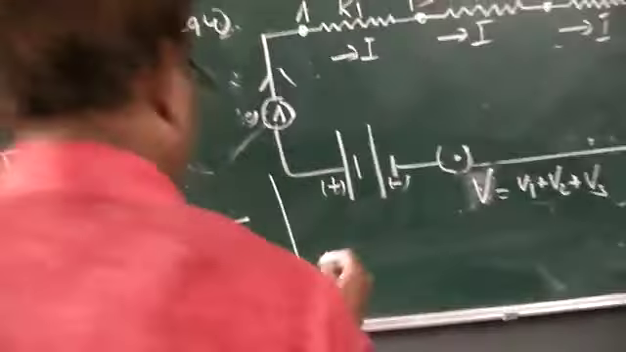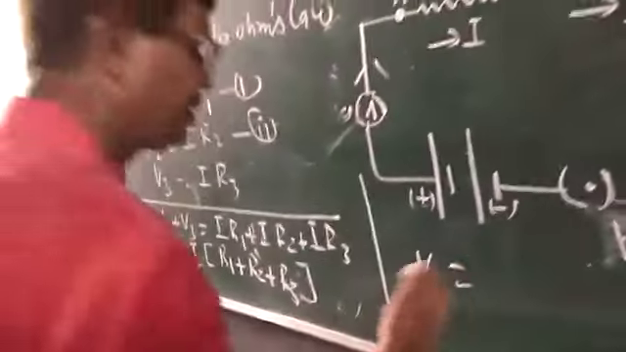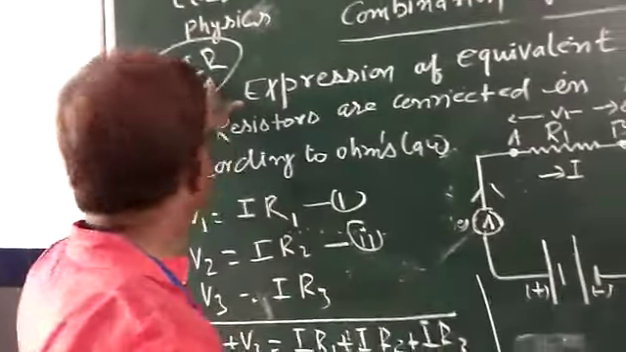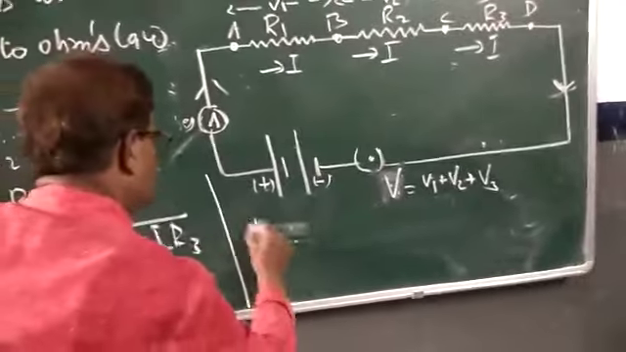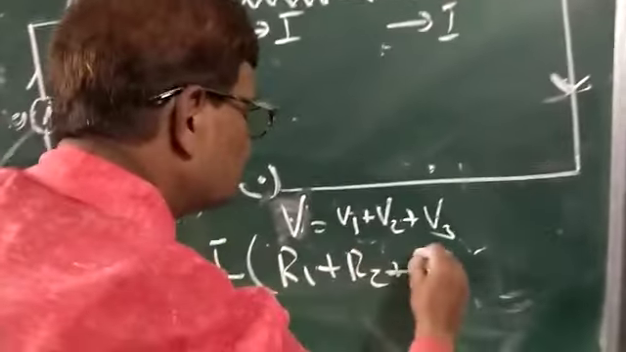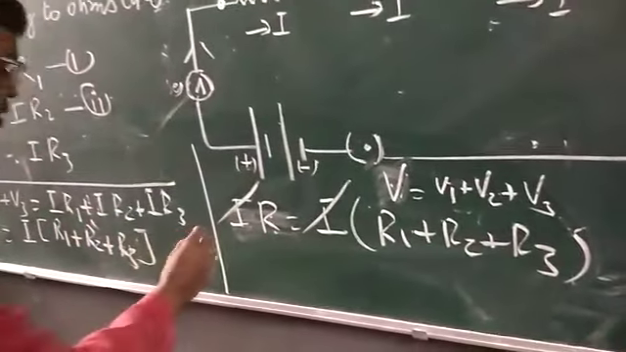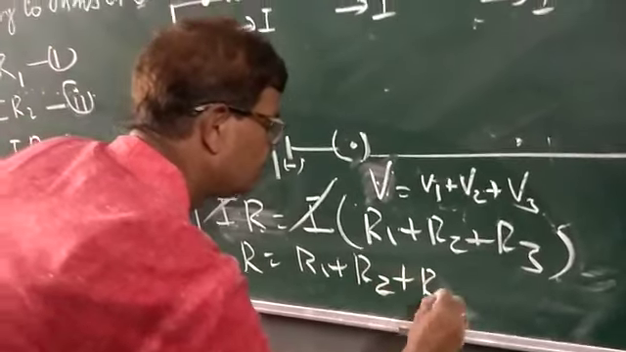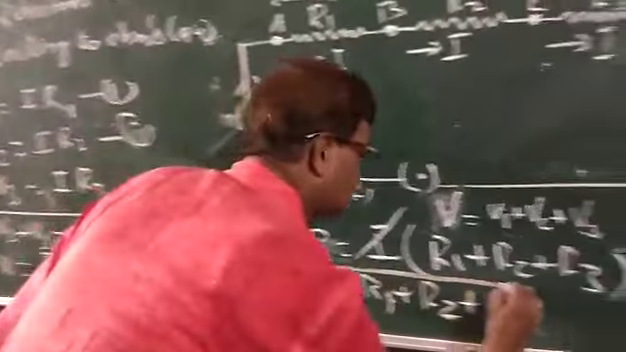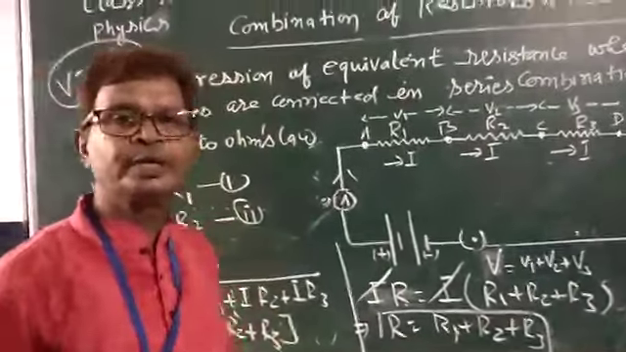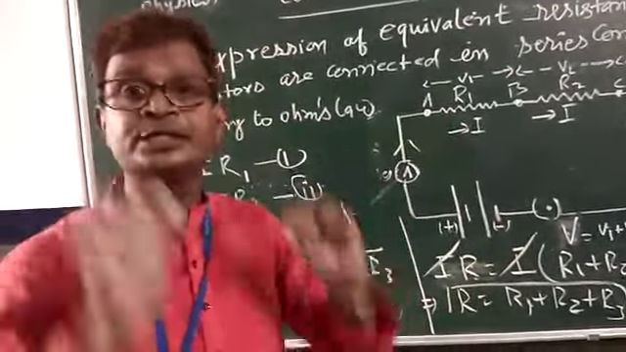Now V can be replaced according to Ohm's law. See here, this is the Ohm's law. According to Ohm's law, V can be replaced by IR. So I R equals I times R1 plus R2 plus R3. So I and I cancelled, and R will be equal to R1 plus R2 plus R3. We just understand here, the final result is R. This R is said to be equivalent resistance or resultant resistance.